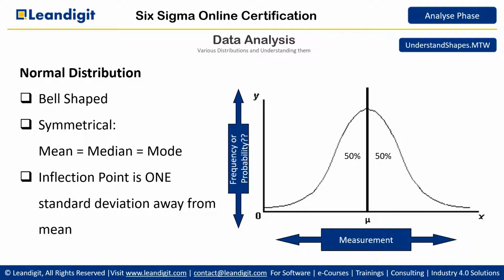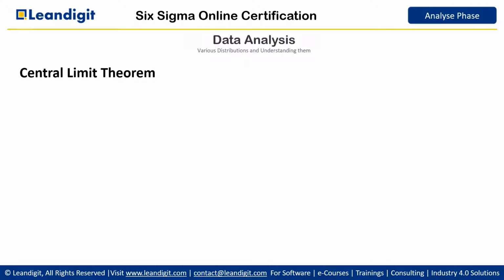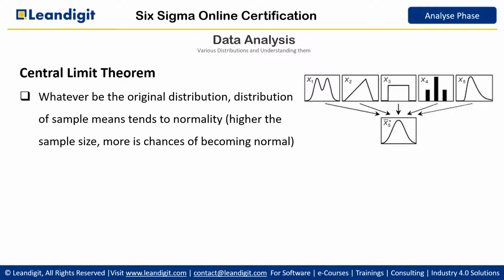The third condition is the inflection point. The inflection point is the point where the curve changes its slope in the other direction. In a normal distribution, the inflection point is exactly one standard deviation away from the mean. So the two parameters which define a normal distribution curve are mean and standard deviation. We'll discuss central limit theorem and why it is important.